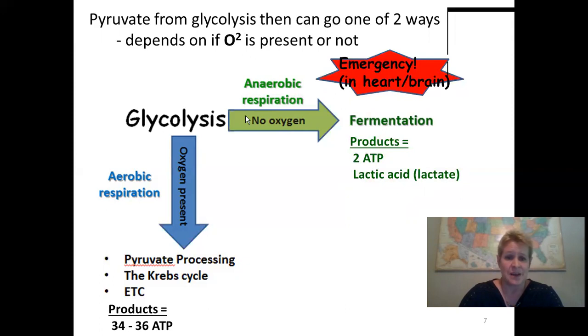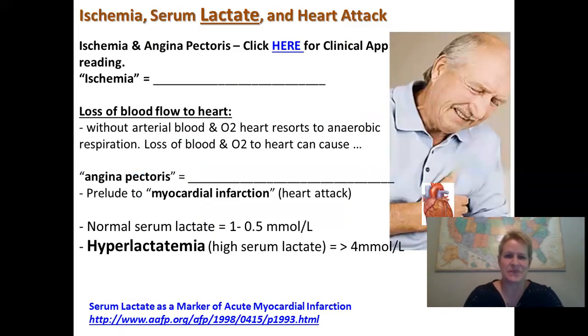The way they're designed is pyruvate, when oxygen is present, goes through pyruvate processing, the Krebs cycle, and then the electron transport chain, and as a result of one glucose molecule, you'll make as much as 34 and possibly up to as much as 36 ATP. Now we're talking. That's the kind of ATP that keeps our cells happy, okay? All right, so let's go on to the next slide.